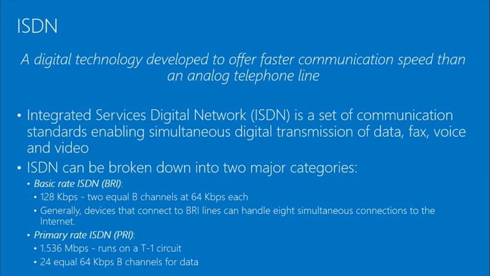So another older technology, or a technology that's been around for a while, is ISDN, Integrated Services Digital Network. The interesting thing about this is it allowed faster communication speed than an analog telephone line, and it's a communication standard that bundled, in a digital manner, data, fax, voice, and video. So it bundled multiple systems. ISDN can be broken down into two major categories: basic rate ISDN and primary rate ISDN. The speeds are a little bit different, so the throughput that they handle is a bit different.